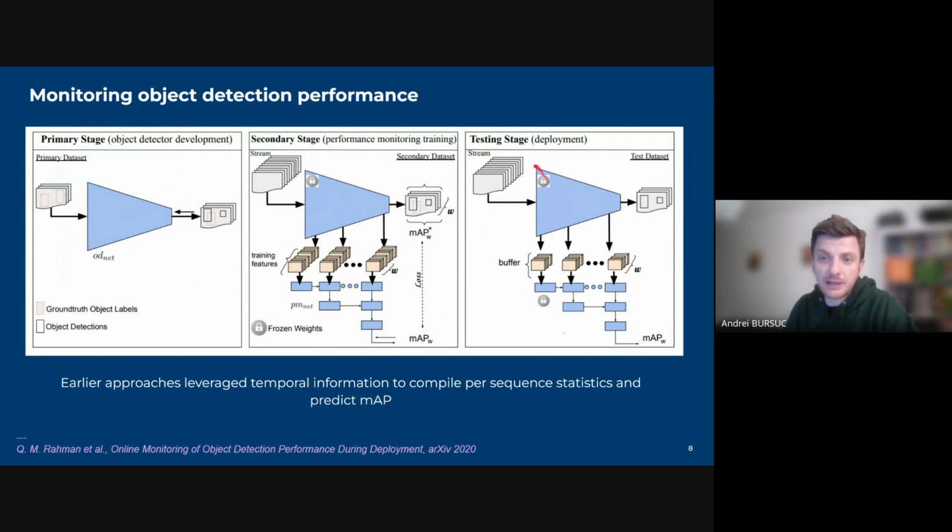And then at test time, we have our target network that makes some predictions, and we have our observer network that will be predicting the mean average precision over a given time window. So this is a very interesting approach, and it's actually quite effective.